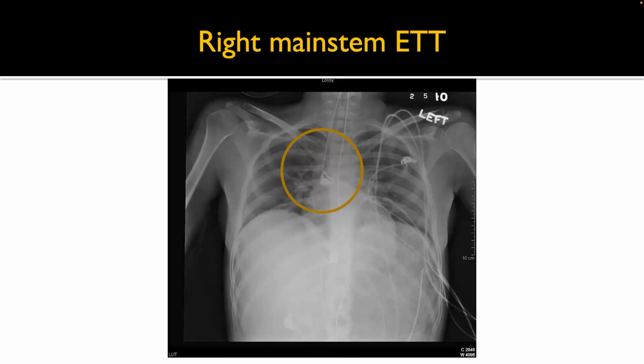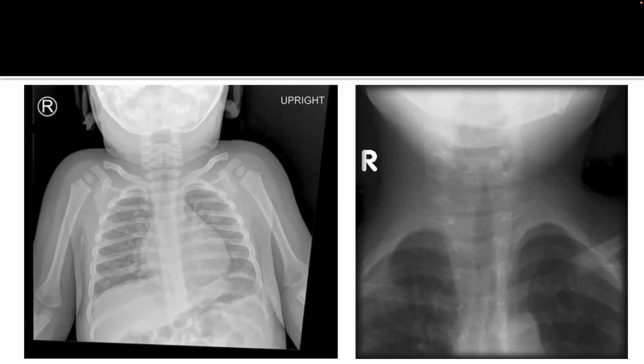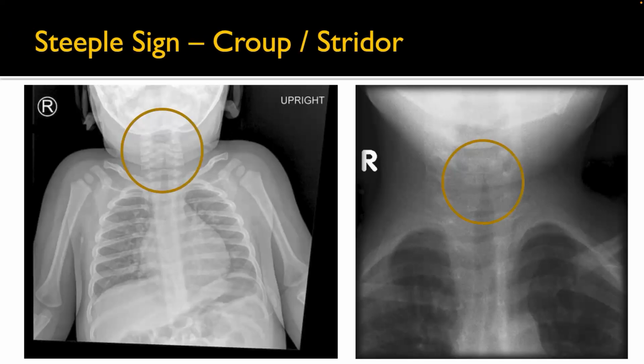ET tube pushed down past the carina, going into the right mainstem. Pediatric patient. This is your steeple sign. When we think about croup and stridor type pictures, you get that nice push up and all that stuff for the steeples.